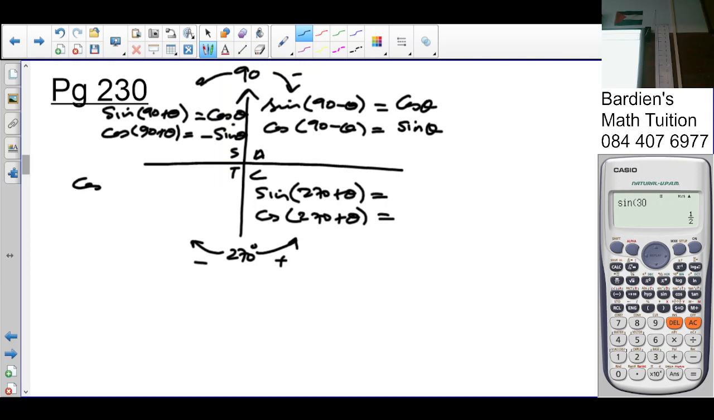Then you've got sine 270 minus theta and cos 270 minus theta. Fill in those four.